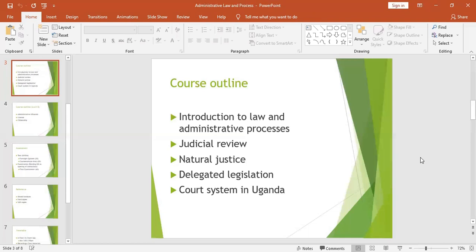Another function of law is that law helps to inform people where to go and what to do when their rights are being violated. Also, law helps to maintain peace and security in the country.